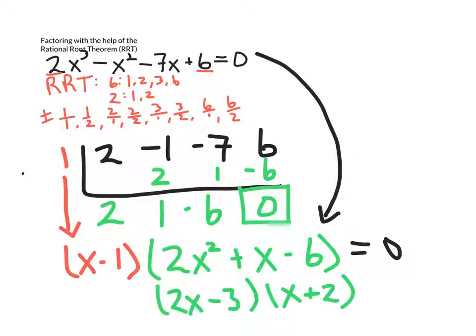We can check this. 2x times x gives me 2x squared. 2x times 2 gives me a 4x. -3 times x gives me a -3x, so 4x minus 3x will give me 1x. And lastly, -3 times +2 is -6. I'm also going to copy down the x minus 1, and that's going to finish off this factoring completely, all down to linear terms, by using both the rational root theorem and synthetic division to help us out.